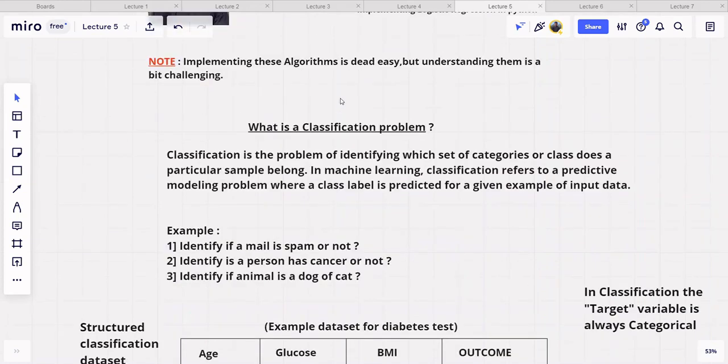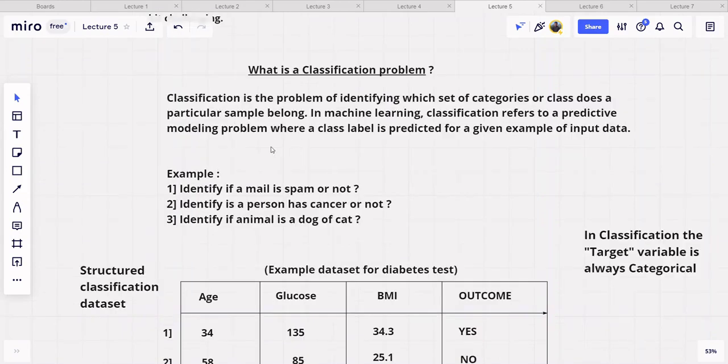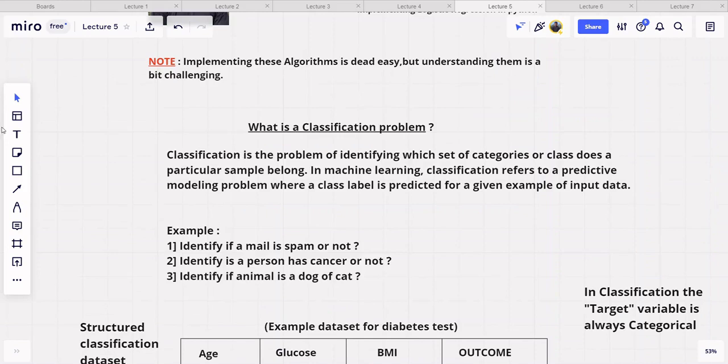So now, what is a classification problem? A classification problem is a task of identifying which set of categories or class a particular sample or an object belongs to. What this definition means is that we have an object. Okay, let me just draw here. So we have this object, and what we want to do is identify which class this particular object belongs to.